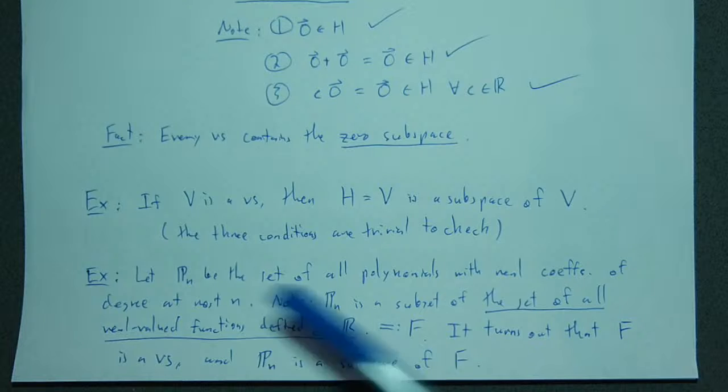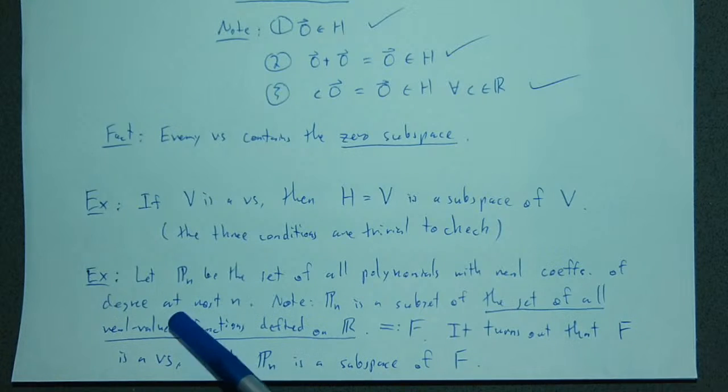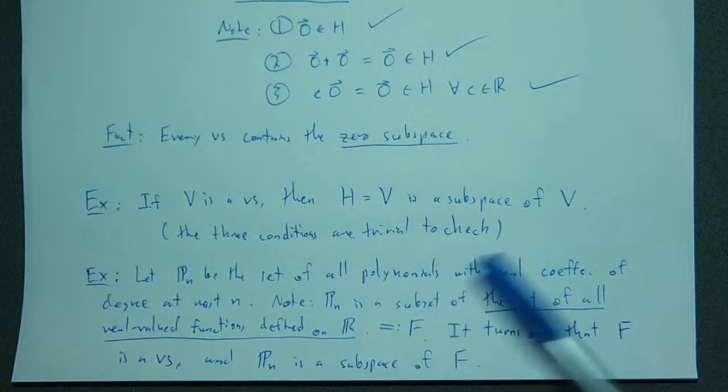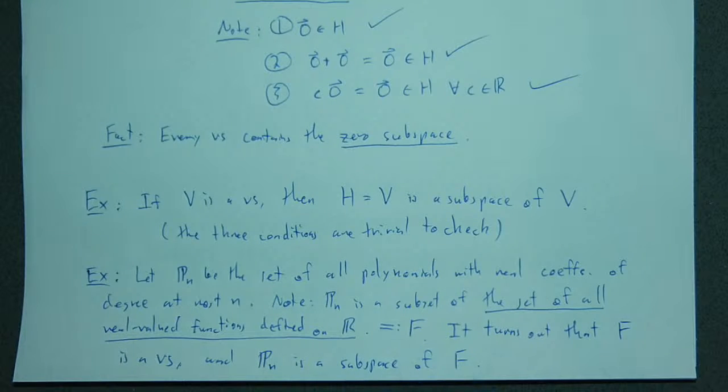The second thing is if I have two objects in P sub n, that is two polynomials with degree at most n, when I add them together, do I get another polynomial of degree at most n? Absolutely. If I take any scalar c, so any real number c, and I multiply it by a polynomial of degree at most n, do I get another polynomial of degree at most n? Absolutely. So the three things are checked. And this is actually a subspace of this vector space F.